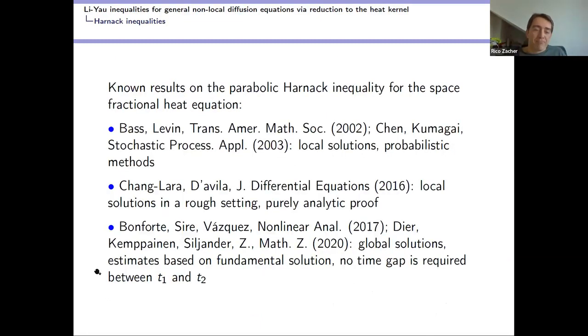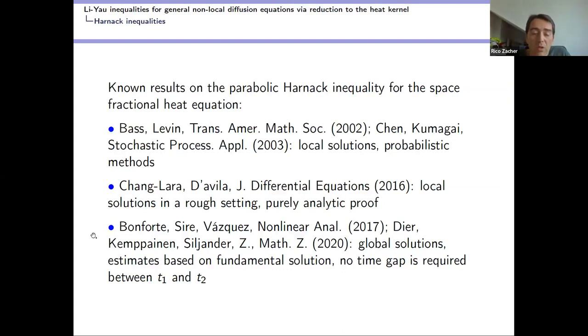There is already literature on parabolic Harnack inequality for space fractional heat equations. So let me mention here Bass and Levin, and also Chen and Kumagai, who were able to prove Harnack estimates by means of probabilistic methods. And later on, Chang-Lara and Dávila were able to give a purely analytic proof, even in the rough setting where you have an operator in divergence form with rough coefficients.